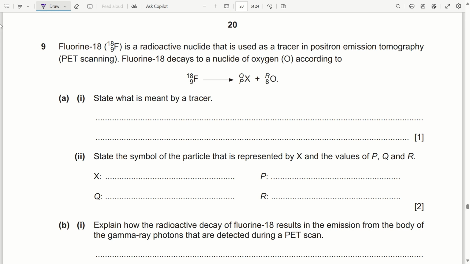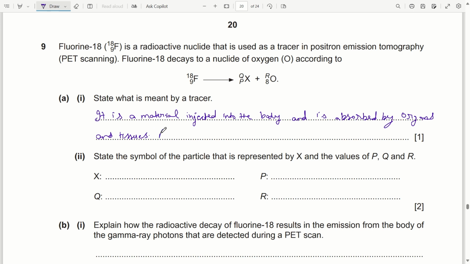So what is a tracer? A tracer is a material injected into the body and is absorbed by organs and tissues, and radiation from this is used to produce an image.